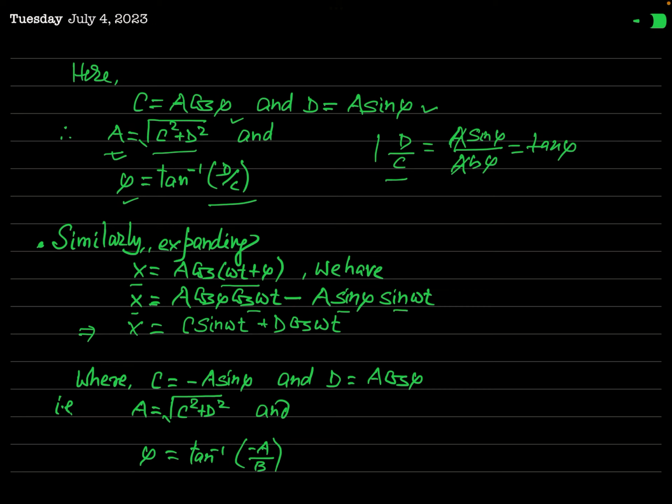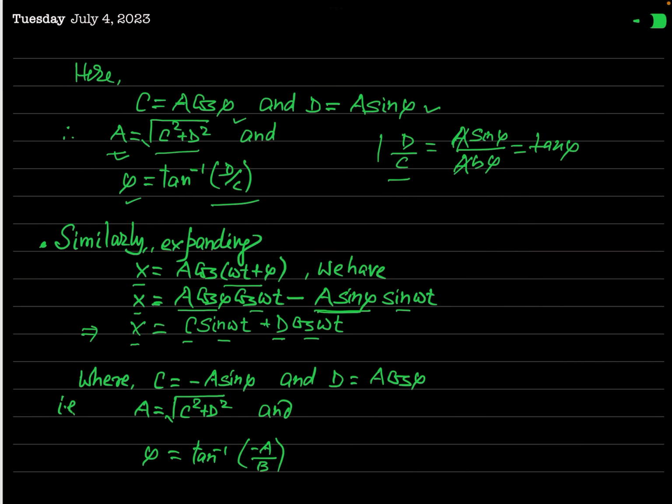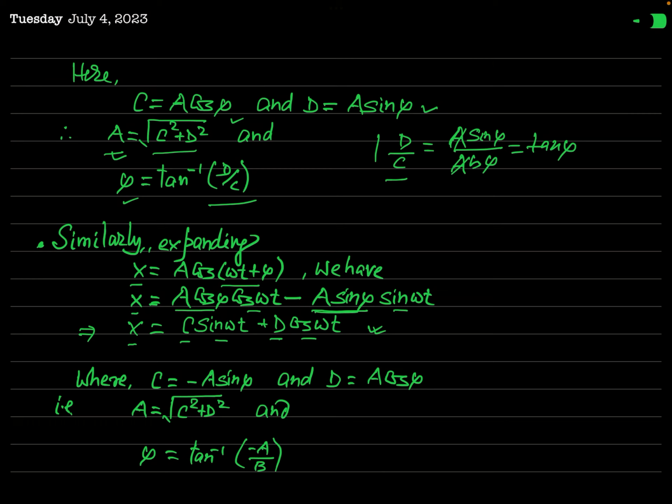Now, in place of this minus a sin phi, including the minus, we can write c. So the second term will be c sin omega t. And in place of a cos phi, we can write d. And so the first term will be d cos omega t. So you can see when we consider x equal to a cos(omega t plus phi) as the solution of the equation of SHM, then we get x equal to c sin omega t plus d cos omega t. And also when you take x equal to a sin(omega t plus phi), even then you get the same result. So this is also a valid solution of the equation of SHM.